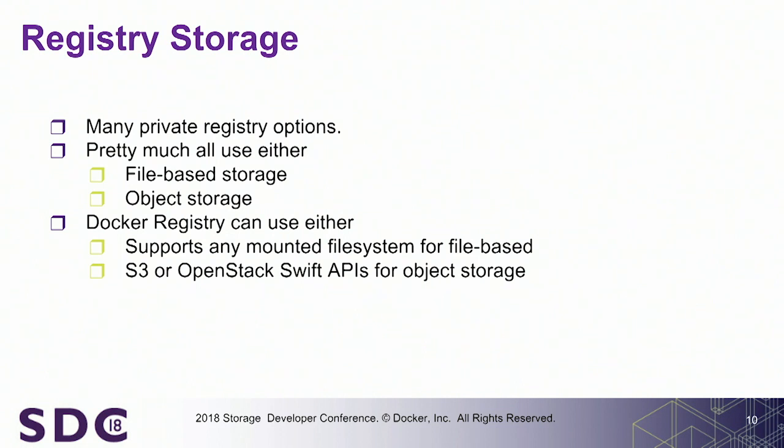Docker registry can use either of these. It supports any mounted local file system for file-based storage, whether it's network attached, local, we don't care. As long as we can just read the file from disk, we're good. And then we also support S3 and OpenStack Swift as far as object storage APIs, and that's actually a pretty common standard across everybody. Those are the two object storage APIs that everybody talks to.